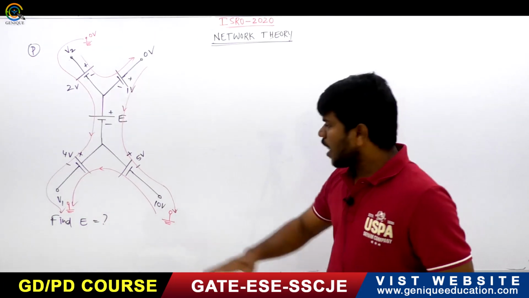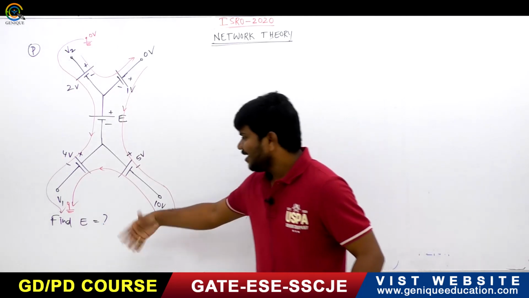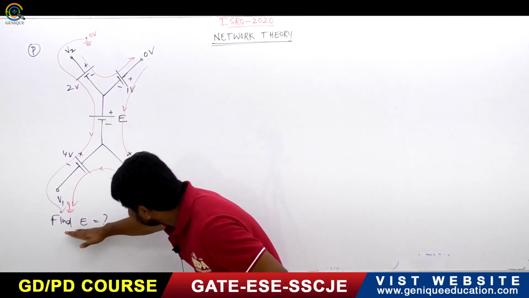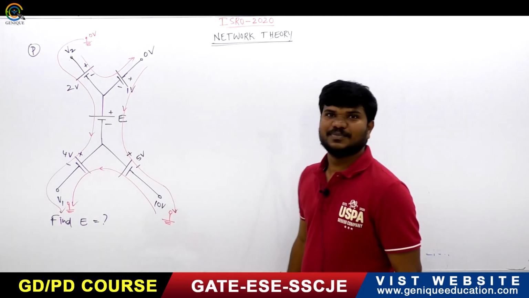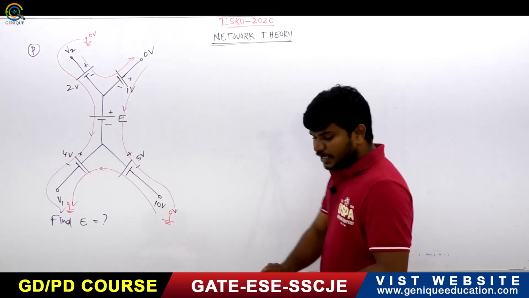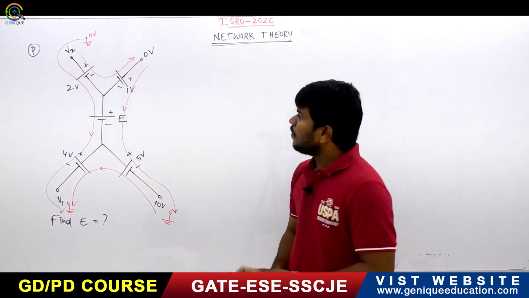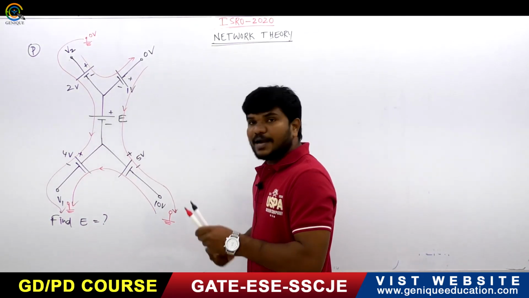So what do we have to find? We have to find the battery E. E means it is a battery. So you have to find this battery. To find that battery value, which loop do I have to take?